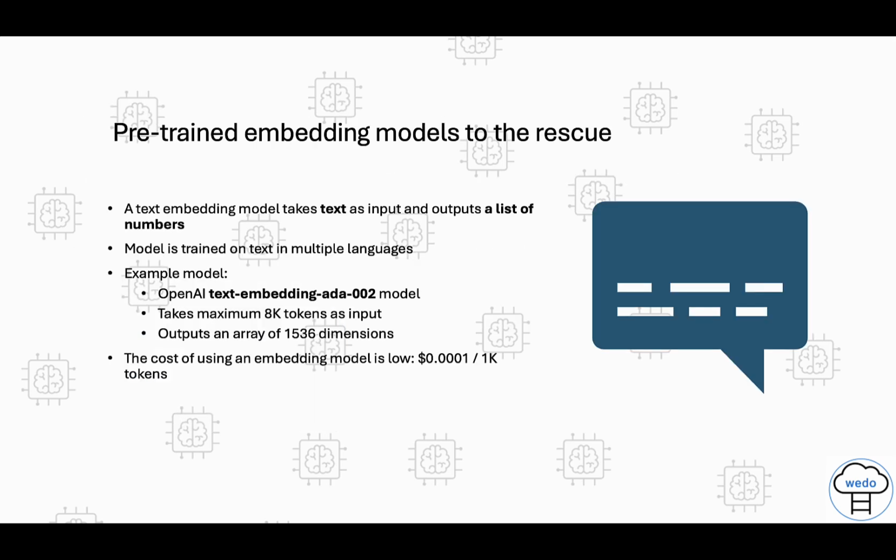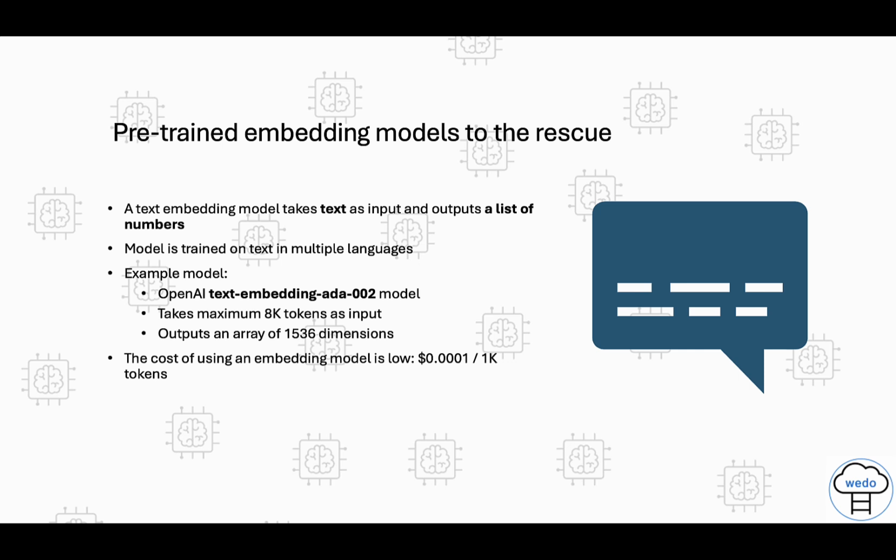Now, as a developer, when you're building a chatbot assistant and you want to use RAG and vectors to find similar pieces of text, you probably do not want to build such a system from scratch. That's why we use pre-trained embedding models, and they take text as input and they output this vector, a list of numbers. The model is trained on text in multiple languages. That's interesting because that means that, for example, if your source data is in English, but you ask questions in Dutch, you will still get relevant information back.